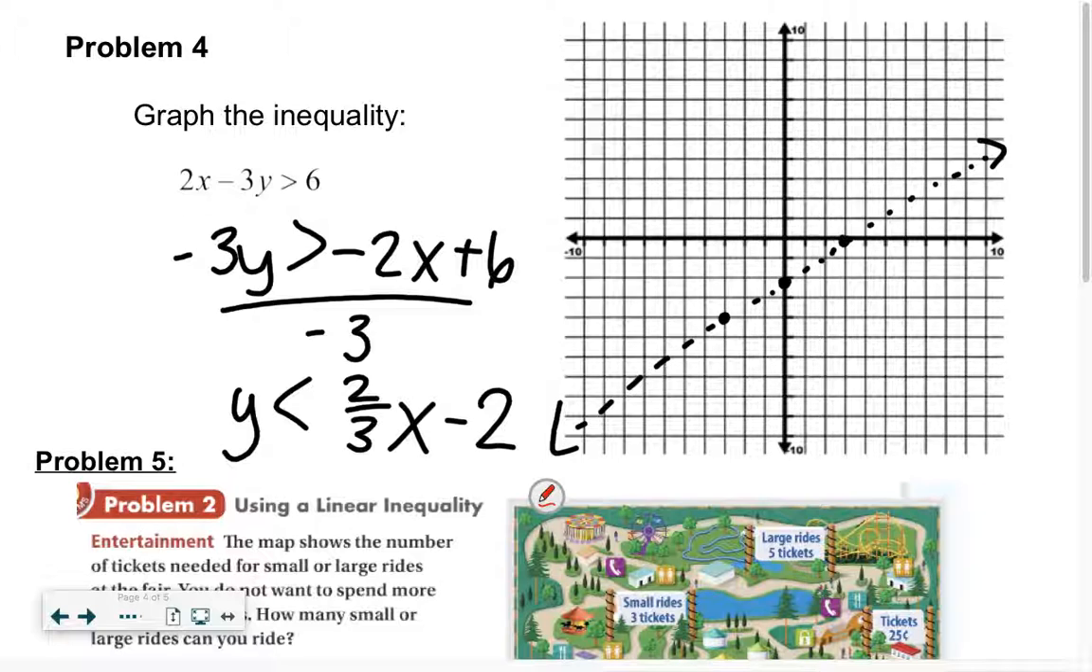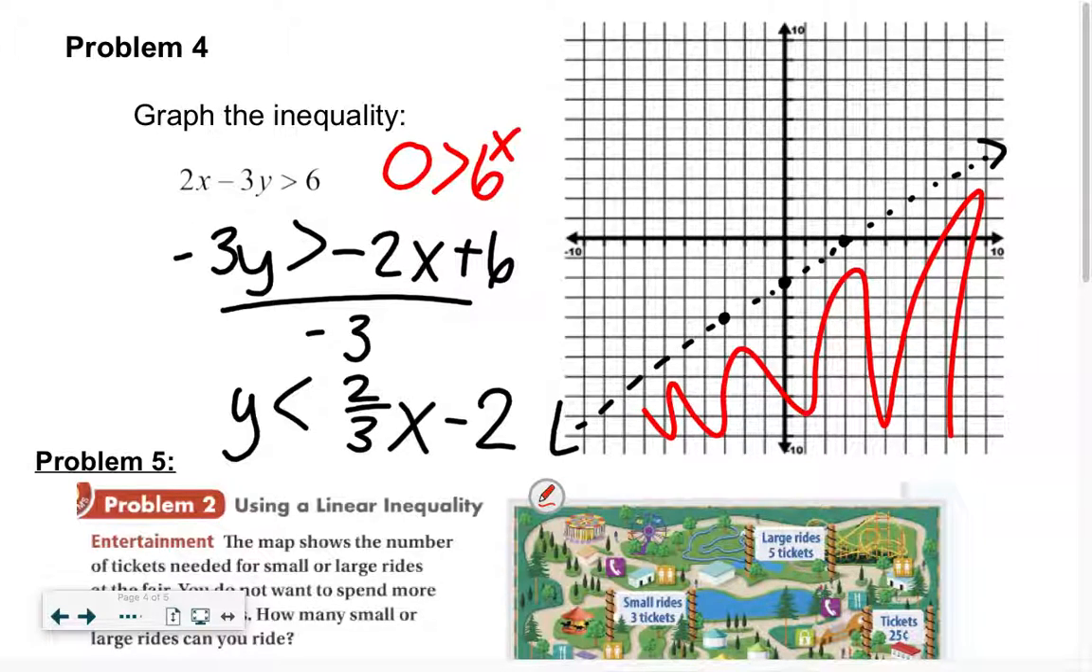0, 0 is not on my line, so I'm gonna use it. 2 times 0, 3 times 0. 0 minus 0, 0. Is 0 bigger than 6? No. So I shade opposite 0, 0. Okay.